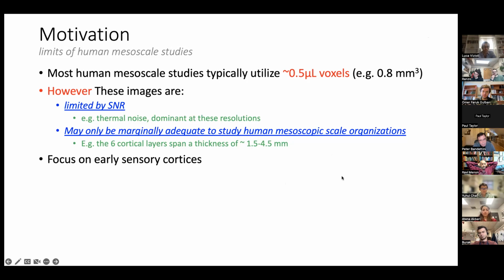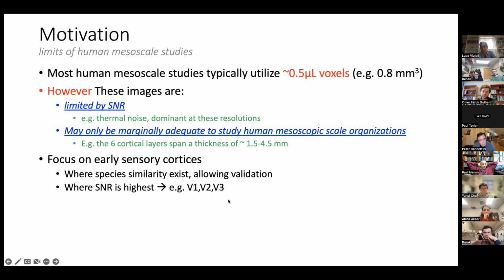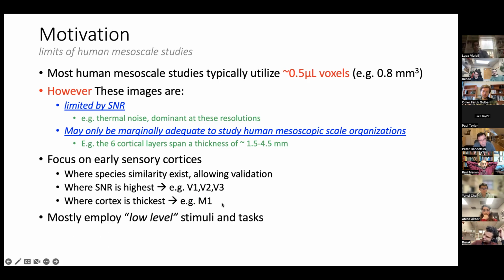As a consequence, most of these studies focus on early sensory cortices where cross-species similarity exists, allowing validation of results against animal models taken as ground truth. Where SNR is highest, like for example V1, V2, V3, where cortex is thickest, like M1, facilitating, for example, cortical depth segmentation, and employing low-level stimuli with, for example, block design paradigms, mostly, again, all this to maximize the SNR and facilitate our job.